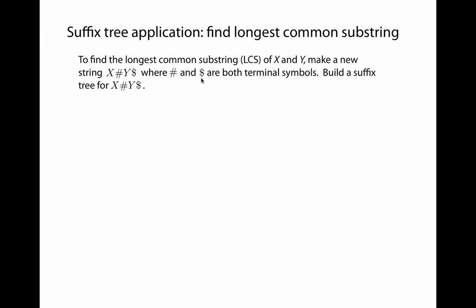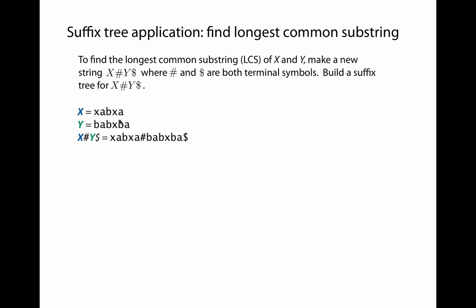So we've been using the dollar sign as the terminal symbol up until now. But just imagine now we have two terminal symbols, both hash and dollar. Both hash and dollar are less than A, C, G, and T. We can arbitrarily say hash is less than dollar or dollar is less than hash. It doesn't really matter. They're both used as terminal symbols. And now we can build the suffix tree for this longer string.